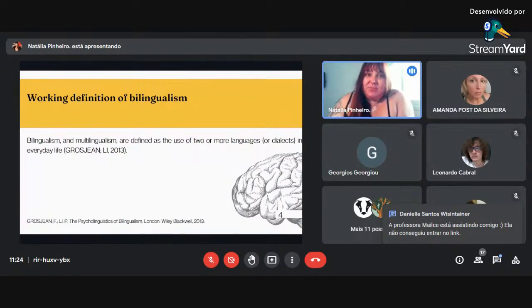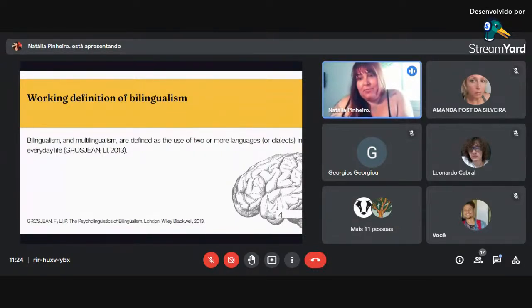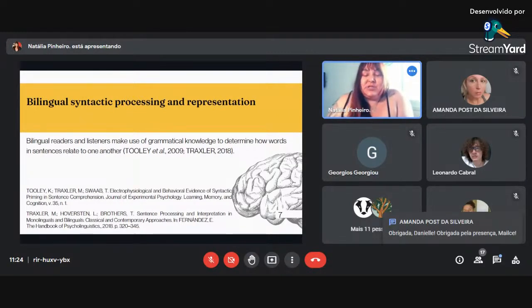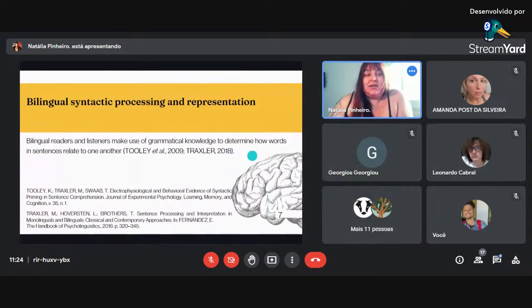The first thing I want to present is my working definition of bilingualism. I'll follow Grosjean's and Li's operationalization of bilingualism or multilingualism as the use of two or more languages or dialects in everyday life. More specifically, I will talk about bilingual syntactic processing and representation. That's the focus of the study. This focus is justified because, as you can see in this quote, bilingual readers and listeners make use of grammatical knowledge to determine how words in sentences relate to one another. That is true during L1 language processing and also during L2 or bilingual language processing.